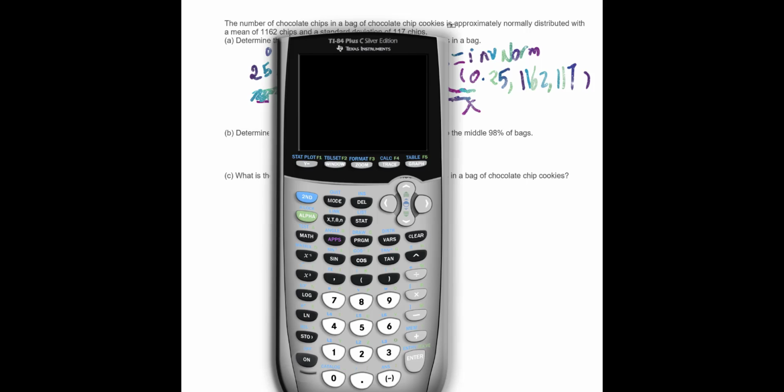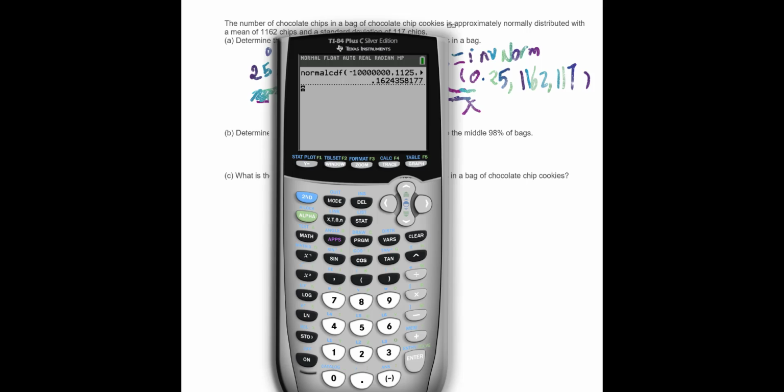So we turn the calculator on. We go to second variables, and we choose number 3. Inverse norm. Area is 0.25. Oops, I put 25. It has to be less than 1. And the mean is 1162. And the standard deviation is 117. And paste. And it's 1083 cookies. And that would be the answer for X.